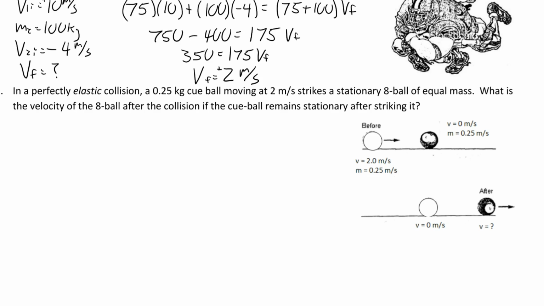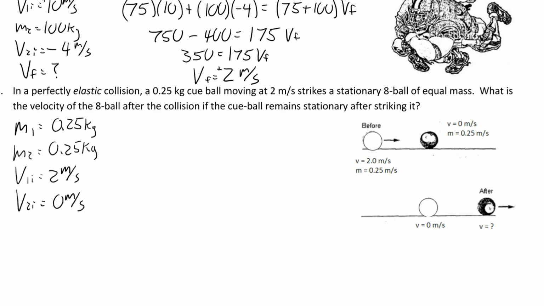So we're going to use that equation that we used in 9.3. So the mass of the first ball is 0.25 kilograms. And the second ball is of equal mass. And the initial velocity of the cue ball is 2 meters per second. The initial velocity of the 8 ball is 0 meters per second. It's at rest. And V1F, it says the cue ball remains stationary after striking the 8 ball. And how fast is the 8 ball going?